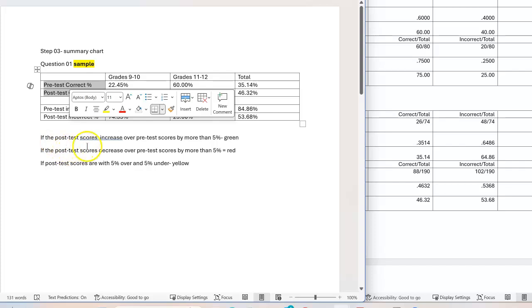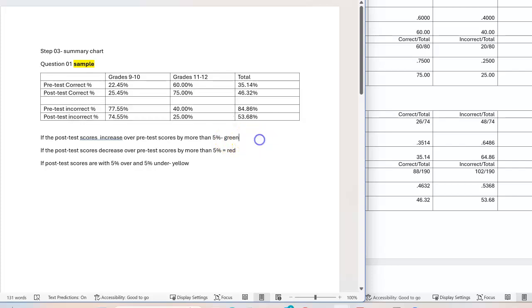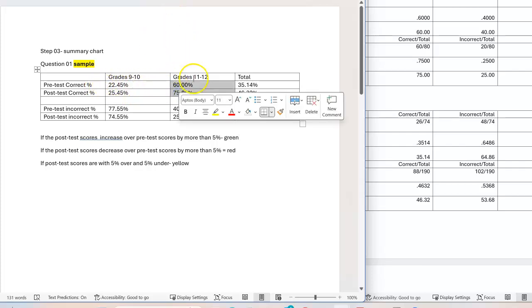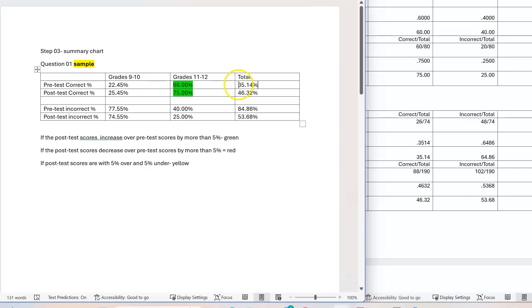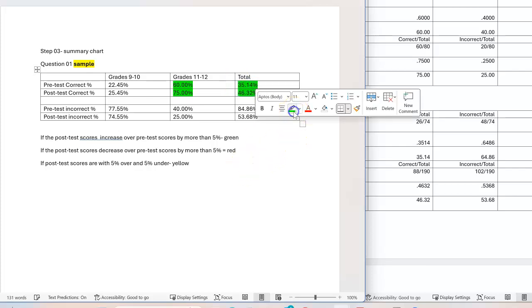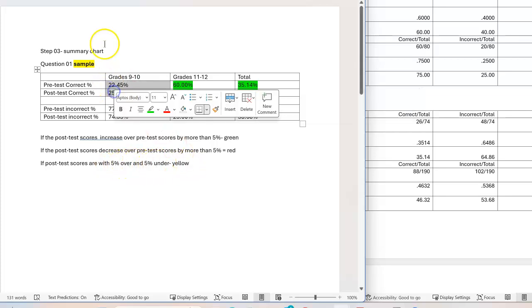The directions say if the post-test scores increase over the pre-test scores by more than 5%, that's green. So we saw this is an increase of more than 5%. We're going to color it green. This is an increase of more than 5%. We're going to color it green. It says if the post-test scores decrease over pre-test scores by more than 5%, that would be red. And we don't have anything here that would be red. If the post-test scores are within 5% over and 5% under, that's yellow.